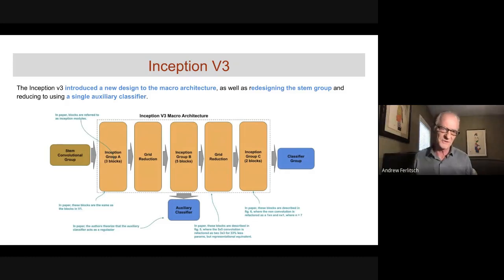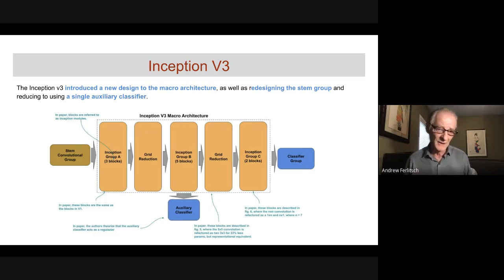V3 introduced a new design to the macro architecture, as well as redesigning the stem group and reducing to a single auxiliary classifier. Now, a couple of things I'm going to point out. I'm not going to spend too much time on V3 because it gets really complex in design. And two things after the Inception series: nobody ever again went to this level of complexity in the design, and the concept of auxiliary classifiers faded away. They didn't really prove out to do what the authors thought they would do.